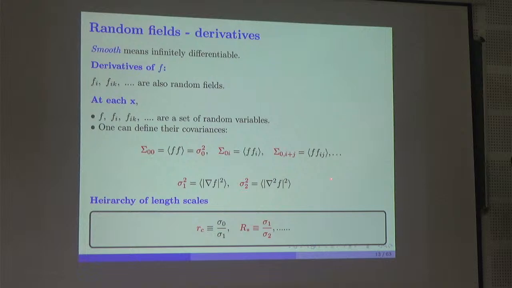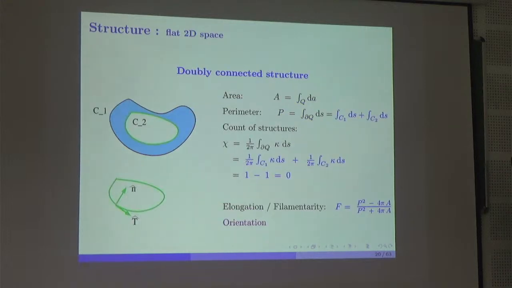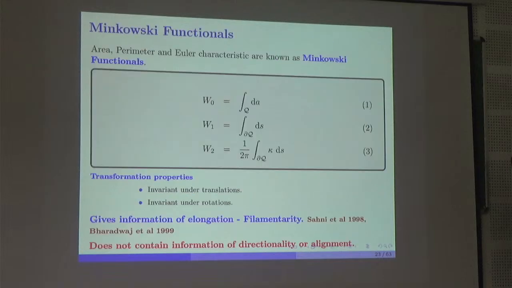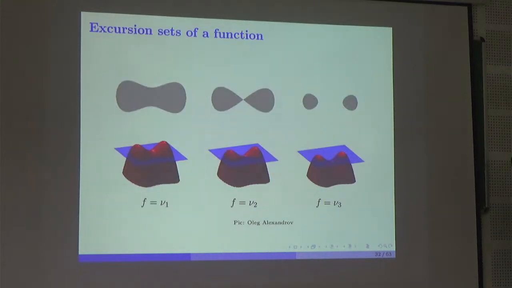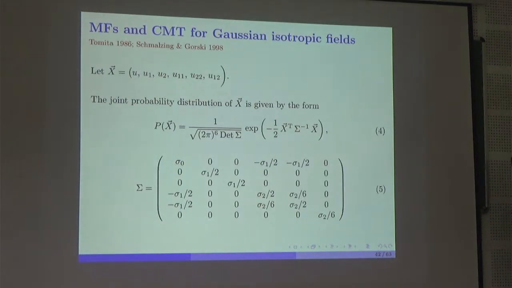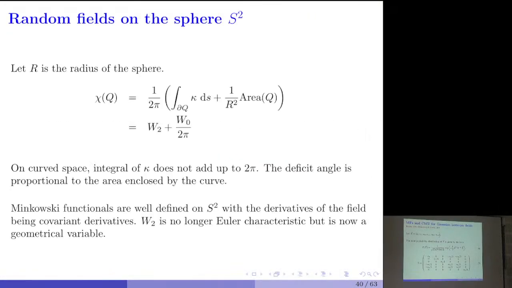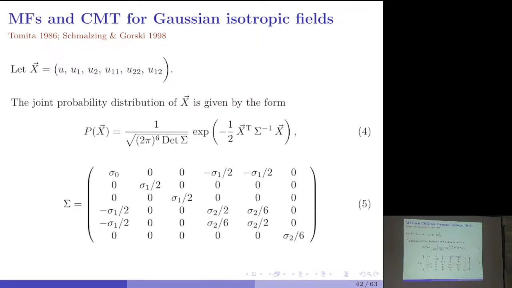These things I don't have the proof for you, but you can prove it. You can prove that if the field is isotropic, the covariance matrix will have this form. So this is the autocorrelation of the field, this is the autocorrelation of the first derivative, autocorrelation of the second, and individually each one of them. So these factors of 6 and so on come from the definition of the covariance.